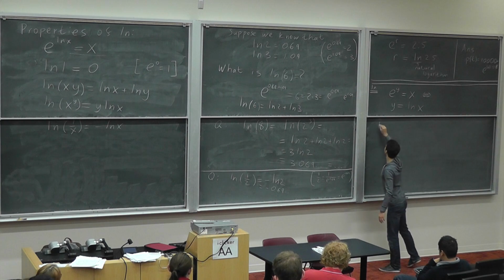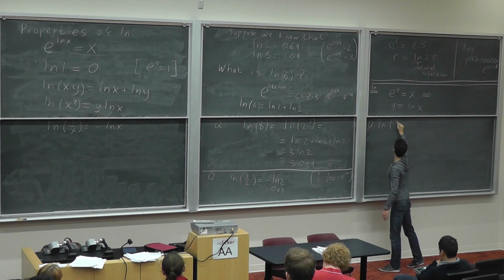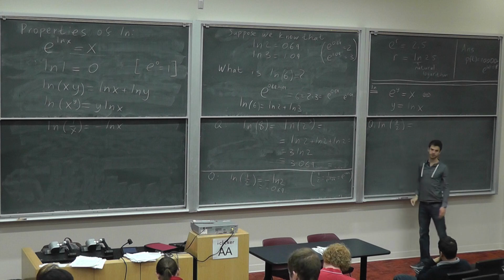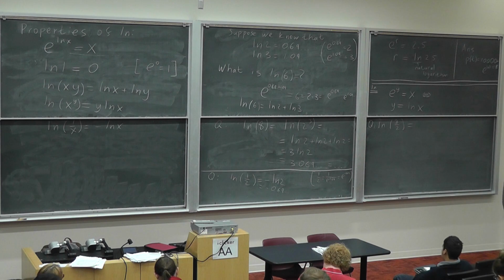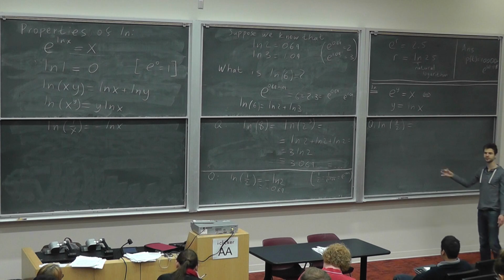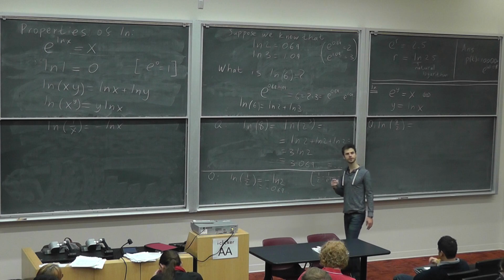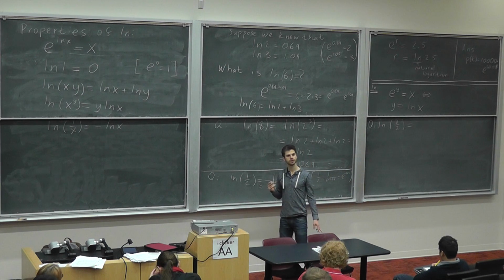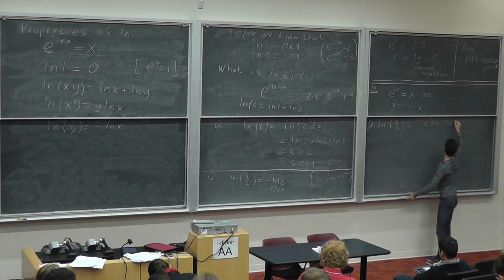A couple more. What is ln of 3 halves? So 3 halves would be 3 divided by 2. Yeah, ln of 3 minus ln of 2. Okay, great. So ln of 3 minus ln of 2.